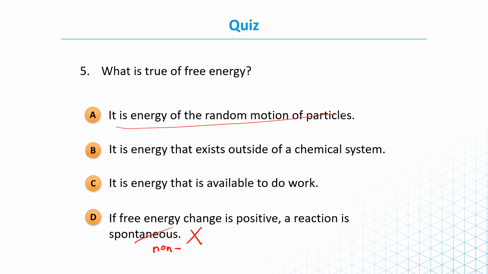Now, this thing has nothing to do with it. Random motion of particles. So when we talk about motion, we're talking about kinetic energy, right? So actually, it's the energy available to do work. And we saw this in the definition, okay?